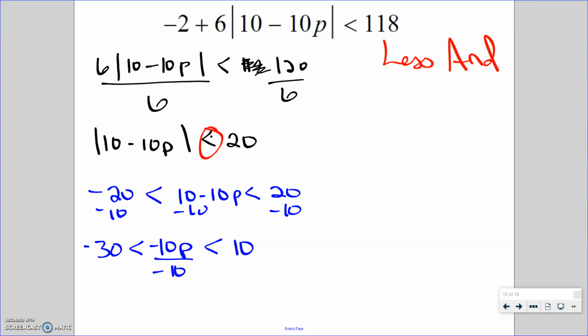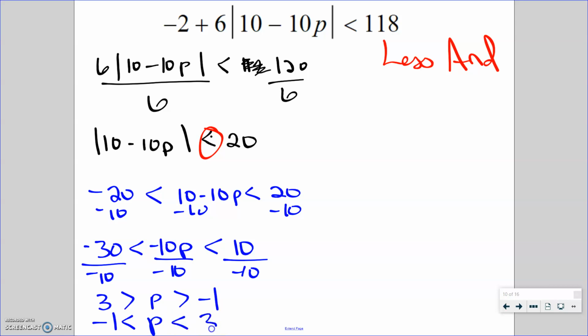And now divide everything by negative 10. And this is another one where it's going to flip our signs. And now it's in backwards form, so we want to rewrite this as flip everything. Negative 1 is less than p is less than 3.